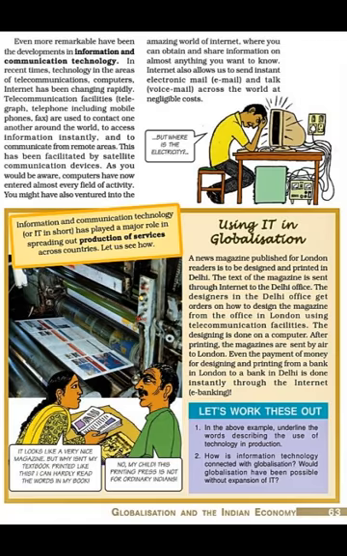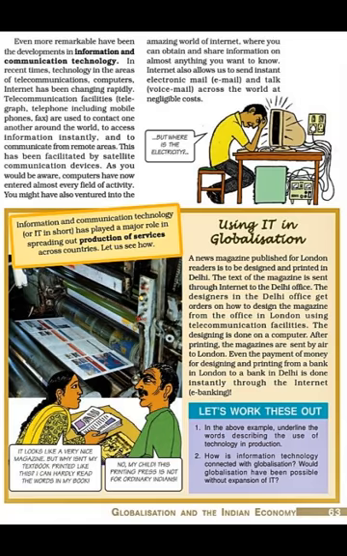Now, how? Let's see through the example of a news magazine which is published for London readers, and is to be designed and printed in Delhi. The text of the magazine is sent through internet to the Delhi office. So a news magazine which has to be published for London will be designed and printed in Delhi, because it will be cheap for the London agency to get it published here in Delhi. The text of the magazine is sent through internet to the Delhi office.